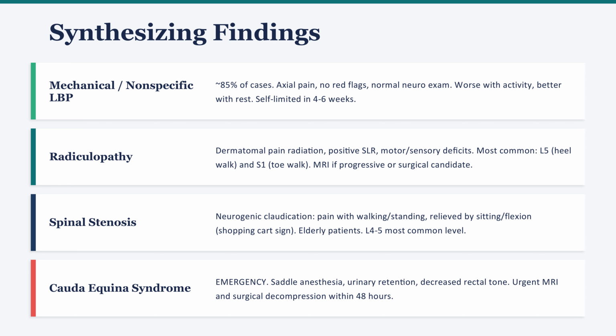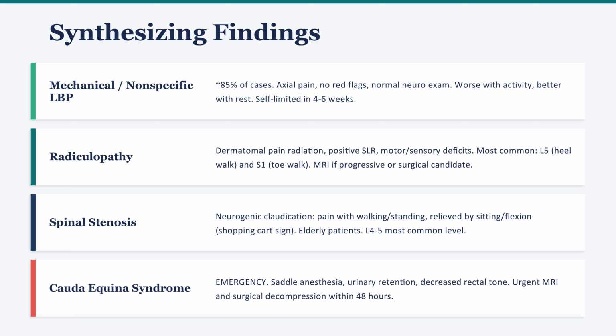Radiculopathy is the next most common pattern. The patient will have pain radiating in a dermatomal distribution, a positive straight leg raise, and motor or sensory deficits corresponding to a specific nerve root. The most commonly affected root is L5, presenting with foot dorsiflexion weakness, followed by S1 with plantar flexion weakness. MRI is indicated if the patient is a surgical candidate or has progressive deficits.